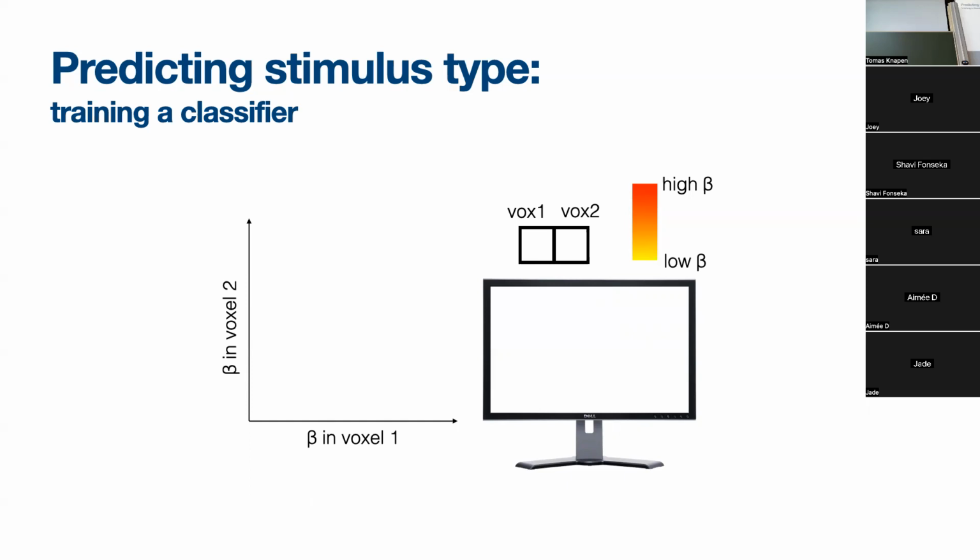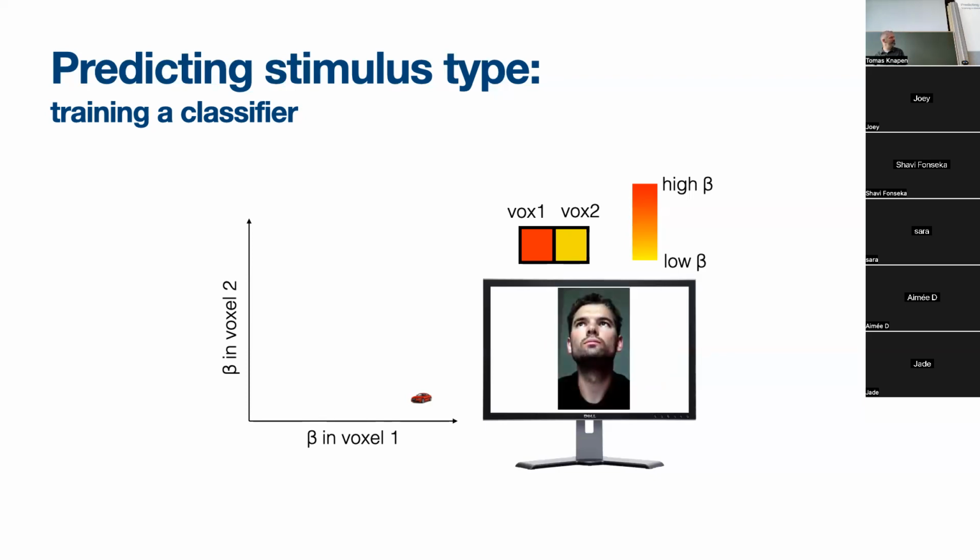So the stimulus that we'll show here is going to appear there. And we'll have a specific point in this 2D space that represents the pattern of activation that is caused by a specific type of stimulus. Yeah? So, for example, if we show a car, we get a high value, a high beta weight in voxel 1 and a low beta weight in voxel 2. And what that means is, of course, that it ends up there. High in 1, low in 2. That's where it is in that 2D space.